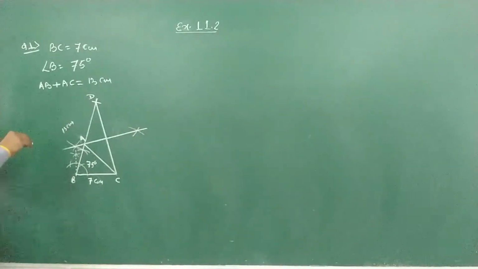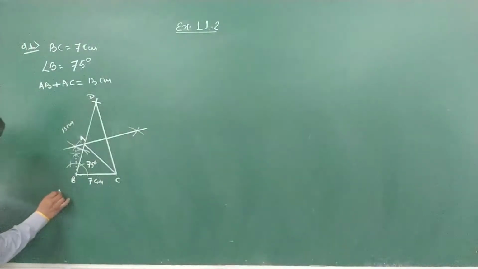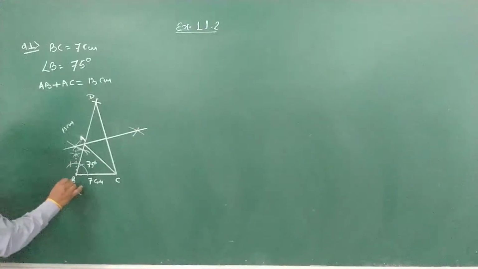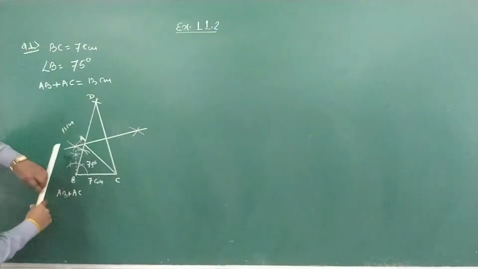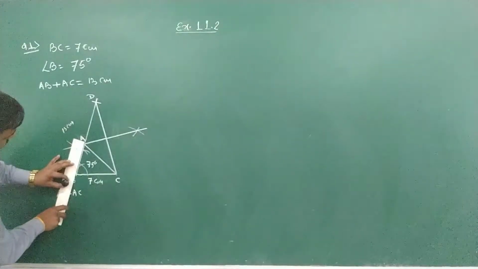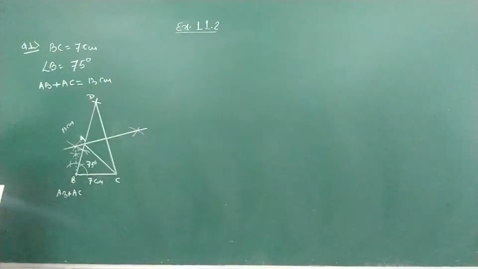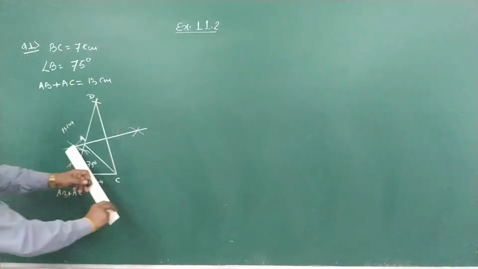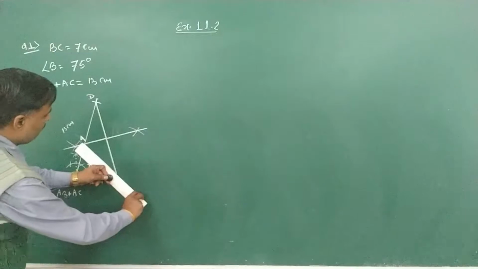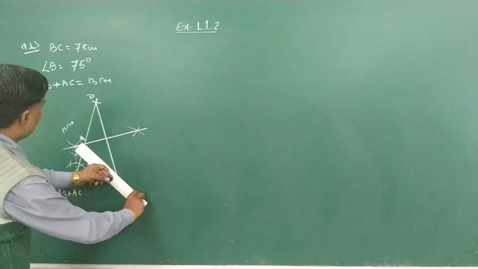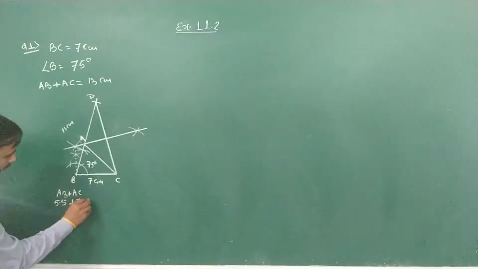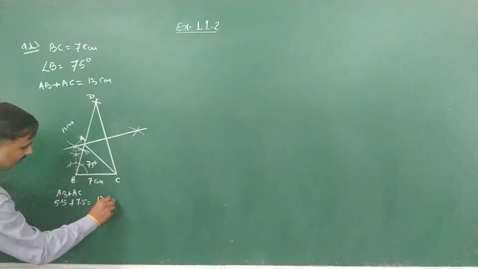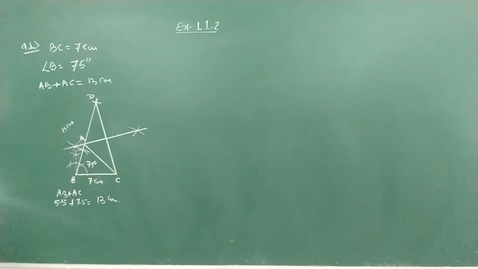Now we can verify it by adding AB and AC, whether we got 13 or not. Now look here, when we measure AB, it is 5.5, and when we measure AC, it becomes 7.5. So AB is 5.5, AC is 7.5, and we got 13 centimeter. Means our construction is absolutely right.